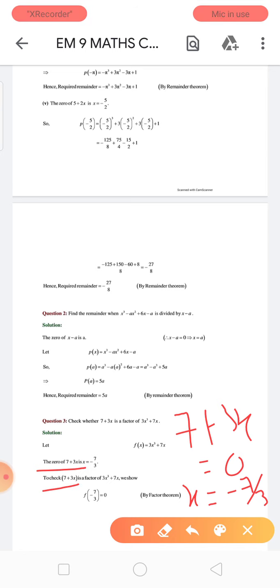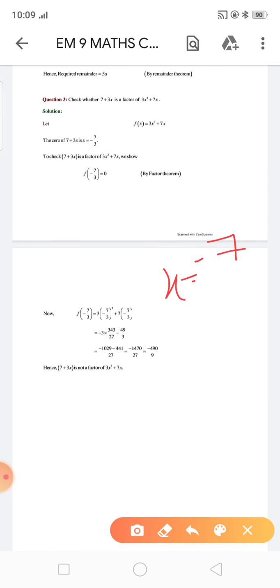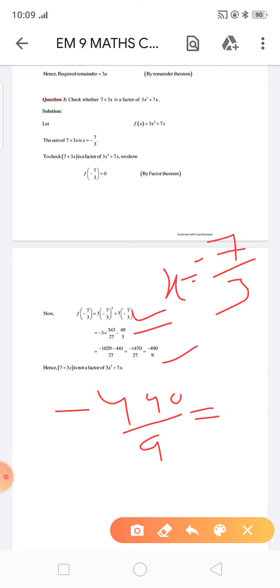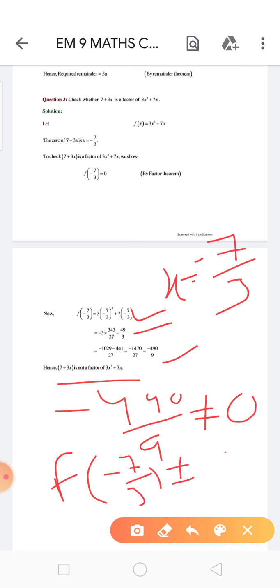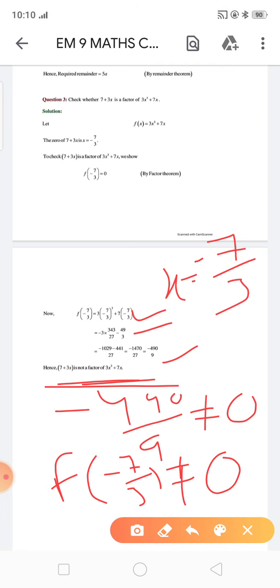So to check 7 plus 3x is a factor of our polynomial, we see f of minus 7 upon 3 equal to 0 by factor theorem. So substituting x equal to minus 7 upon 3 in our polynomial, we get 3 into bracket minus 7 upon 3 whole cube plus 7 into minus 7 upon 3. Simplifying the step, lastly we get the answer is minus 490 upon 9. Minus 490 upon 9 is not equal to 0. So f of minus 7 upon 3 is not equal to 0, we say 7 plus 3x is not a factor of our polynomial 3x cube plus 7x.